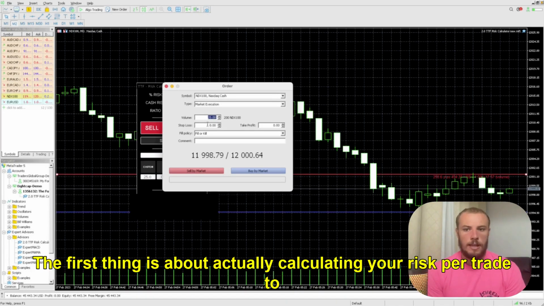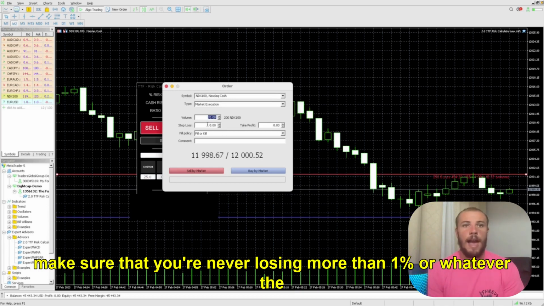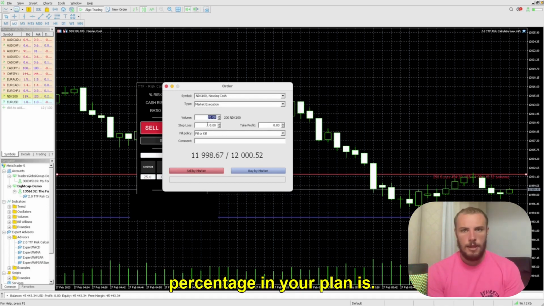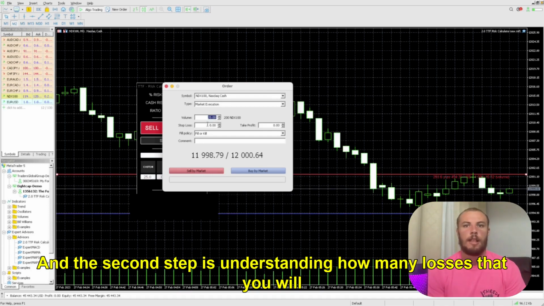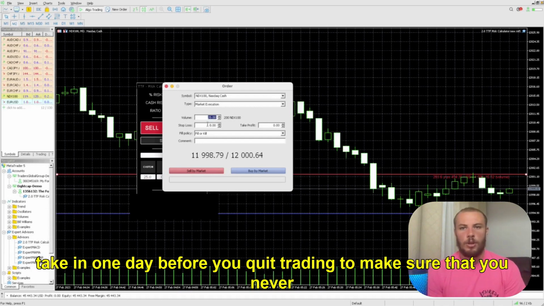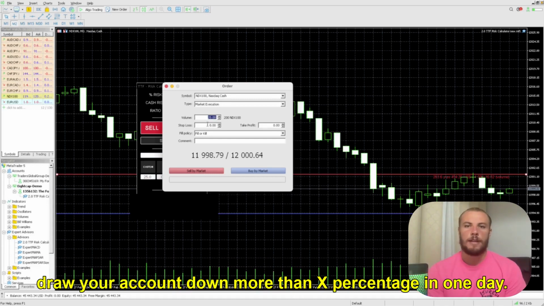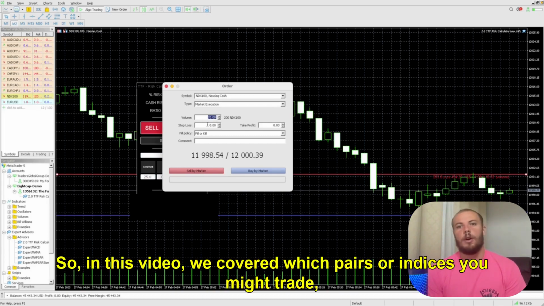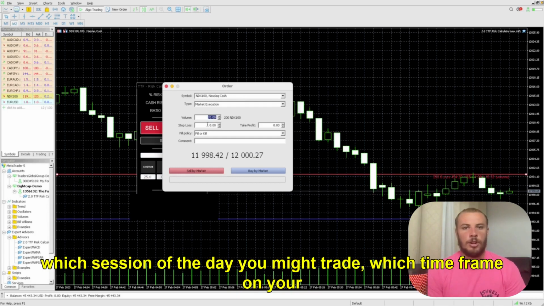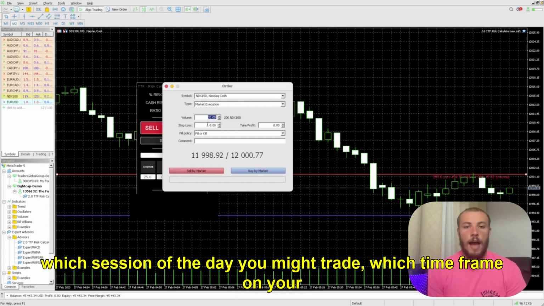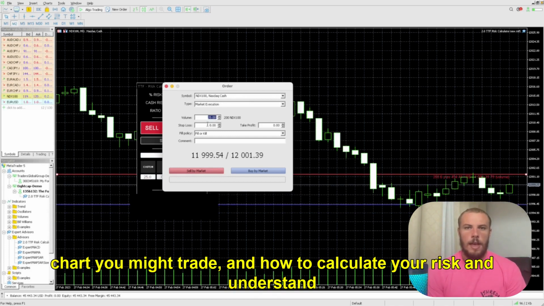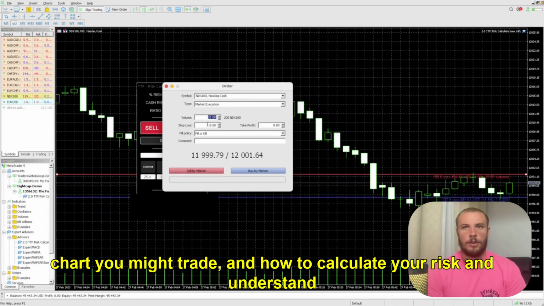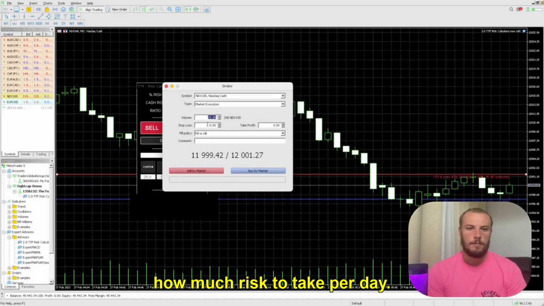That is what calculating risk is all about. 2 things. The first thing is about actually calculating your risk per trade to make sure that you're never losing more than 1% or whatever the percentage in your plan is. And the second step is understanding how many losses that you will take in one day before you quit trading, to make sure that you never draw your account down more than X percentage in one day. So in this video, we covered which pairs or indices you might trade, which session of the day you might trade, which time frame on your chart you might trade, and how to calculate your risk and understand how much risk to take per day.